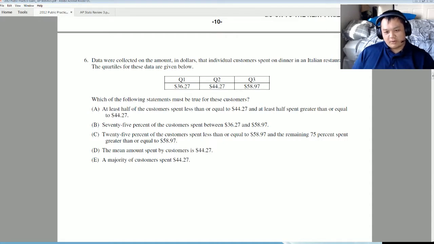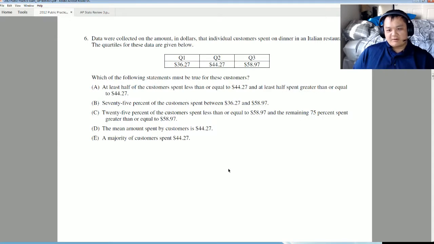What's the correct way of saying B? 75% of the customers spend greater than 36 or less than 58.97? Shouldn't it just be less than 58.97? Why are you saying in between? I didn't say between. I said either greater than Q1 or less than Q3. Okay. Good. The median. Okay.